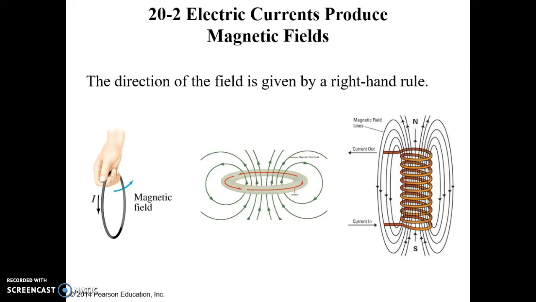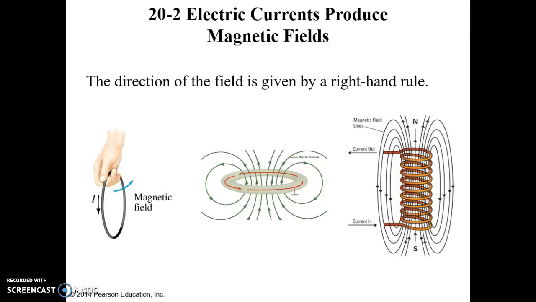If you have current flowing in a loop, you can still use the right-hand rule to determine the direction of the magnetic field lines. Take your thumb, point it along the direction of the current at one point on the current loop, and your fingers point in the direction of the magnetic field lines.